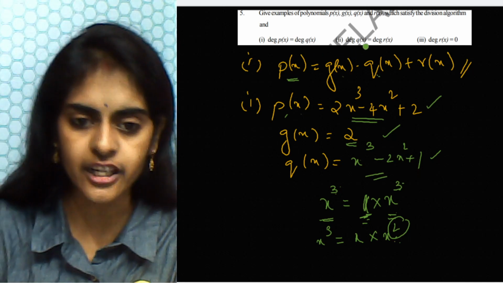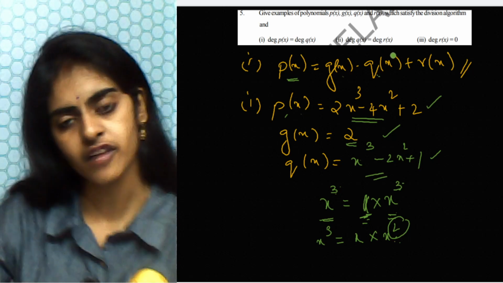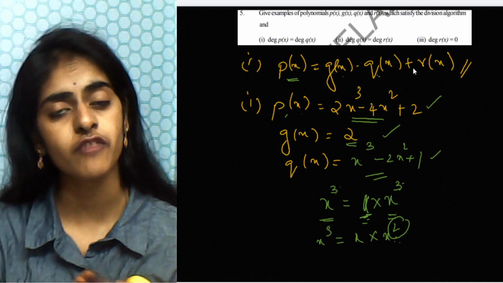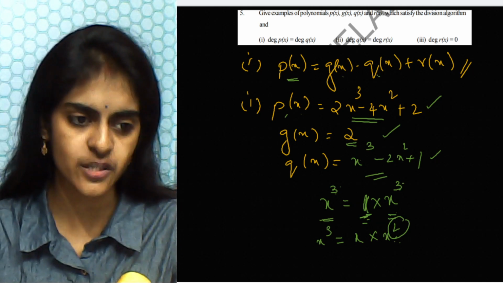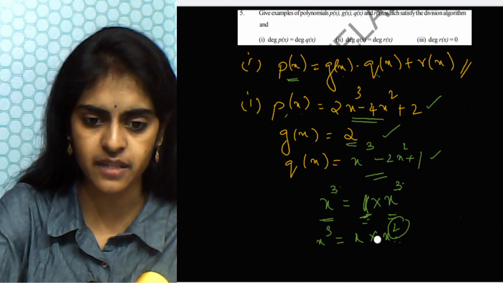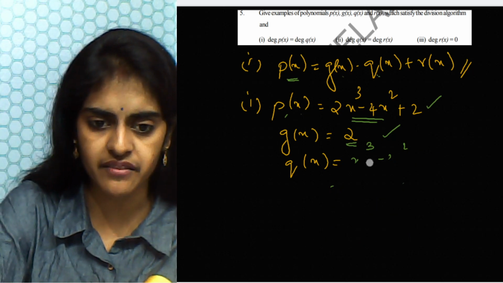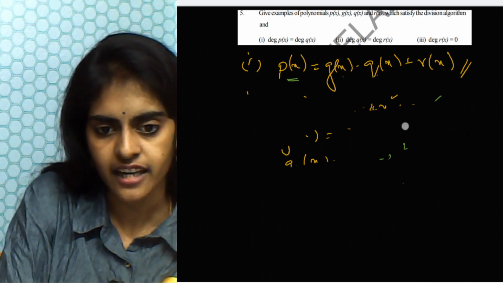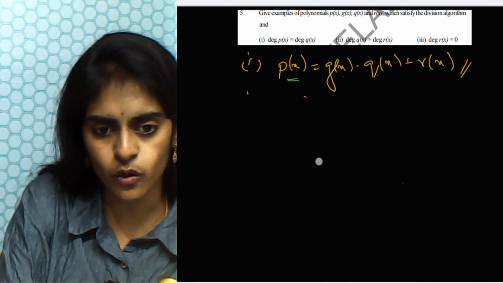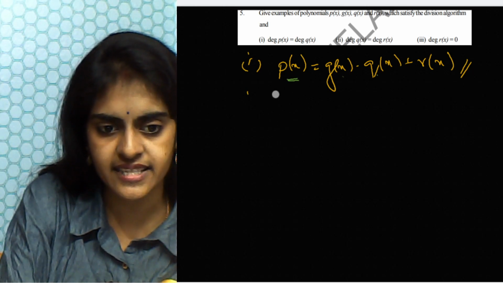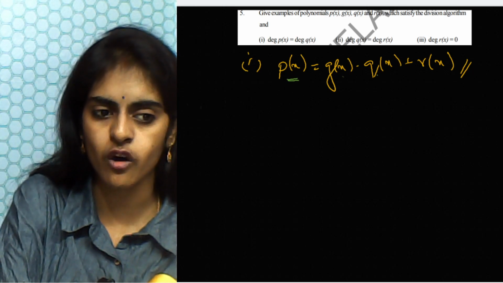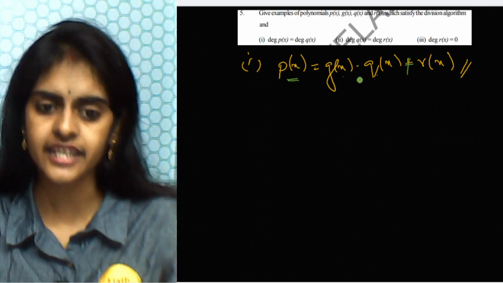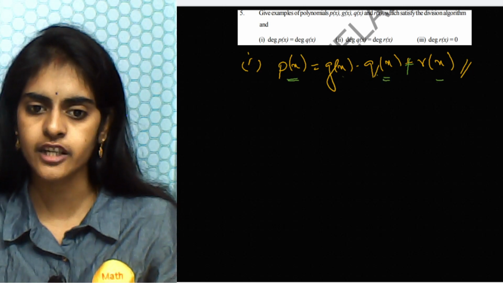Now see, second one, degree of q of x should be equal to degree of r of x. So when will degree of q of x be equal to degree of r of x? I'll explain in the same terms. Again we will use the division algorithm. What is the division algorithm? P of x is equal to g of x into q of x plus r of x. I want degree of q of x to be equal to degree of r of x.